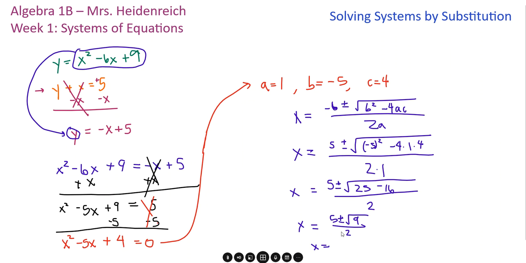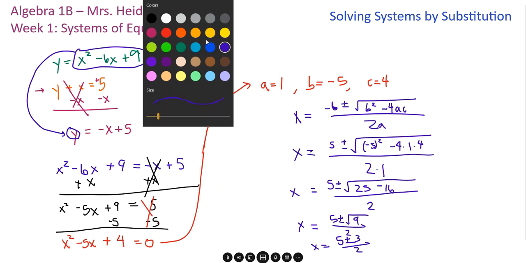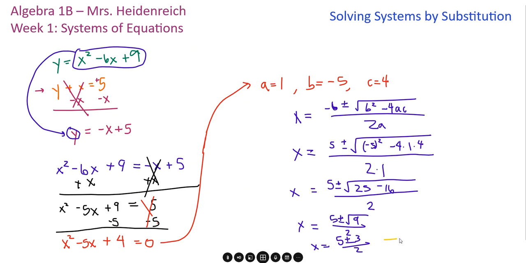So x equals, well, the square root of 9 is 3. I can do that. 5 plus or minus 3 over 2. And here's where I might split it into two equations. Okay, so I can either do x equals 5 plus 3 over 2, or x equals 5 minus 3 over 2.